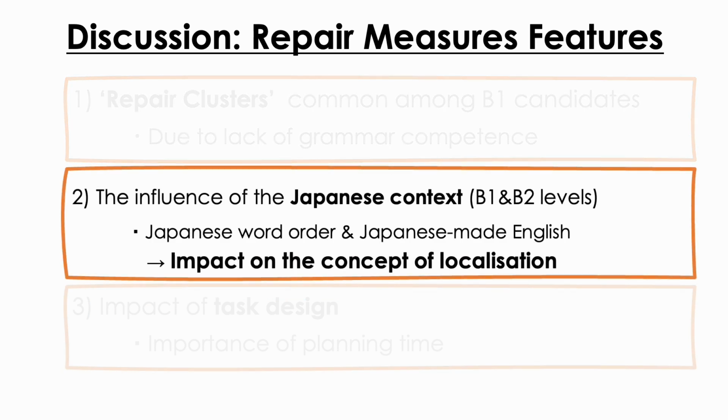A common feature found regardless of level was the cross-linguistic influence of the Japanese context, considering that Japanese word order and Japanese English caused examples of the usage of repair. It is likely that the Japanese context has an impact. Therefore, this could have an impact on the rating scale in terms of localization.